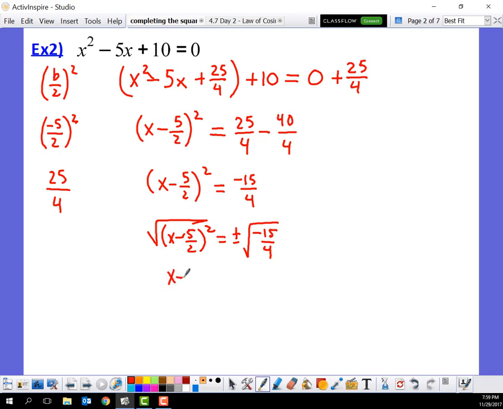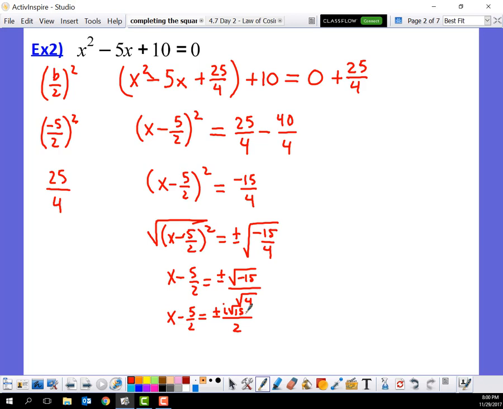So on the left-hand side, we have x minus 5 halves equals, now we've got to apply what we've already learned in 4.4 to clean up this radical on the other side. Okay? So let's go ahead and simplify this. We have plus or minus the square root of negative 15 over the square root of 4. We can rewrite the square root of 4 as a 2. And with the square root of negative 15, we can pull an i out so that it's i root 15. Sorry, I ran out of room there.